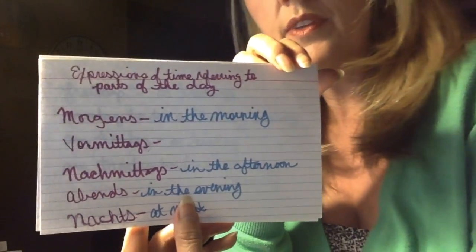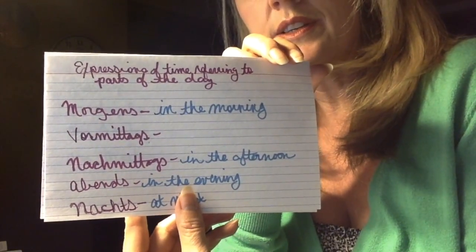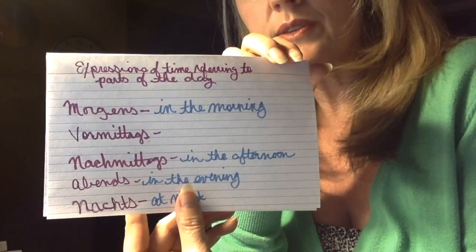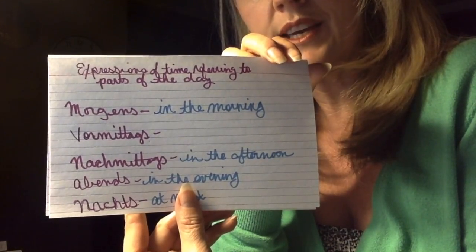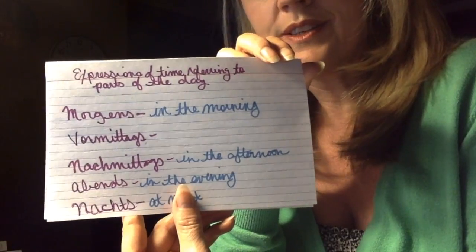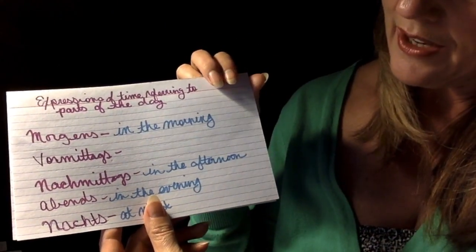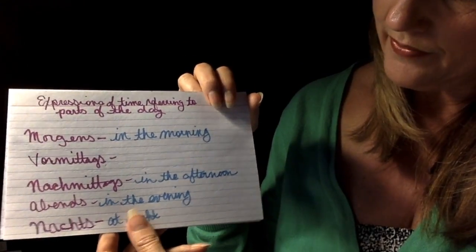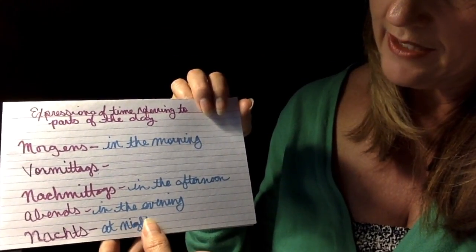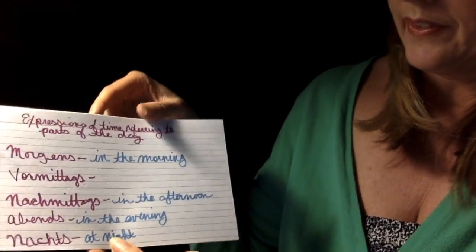More. So morgens, in the morning. You could also say vormittags, before the middle of the day. It's considered mornings. We have Nachmittags, again, in the afternoon. Abends, in the evening. Nachts, at night.